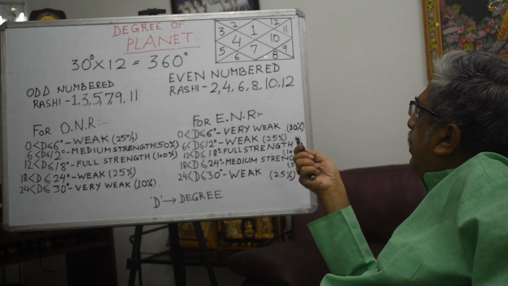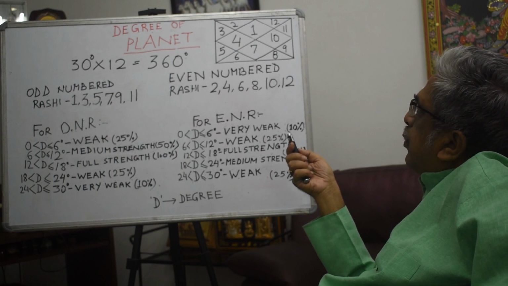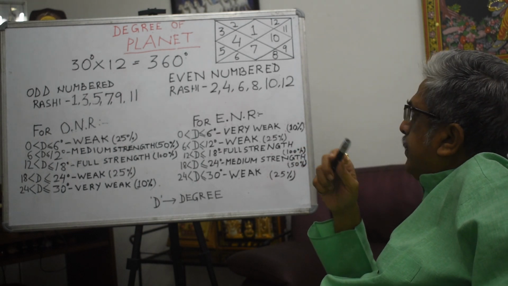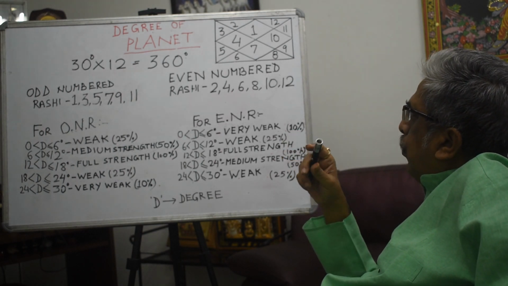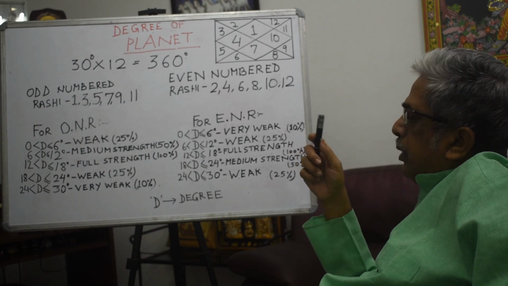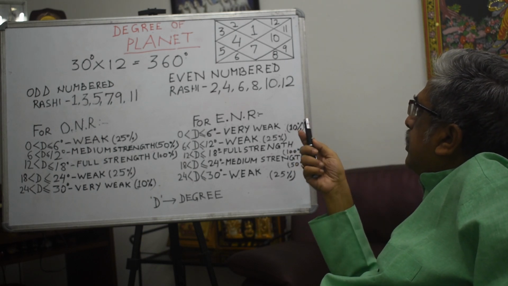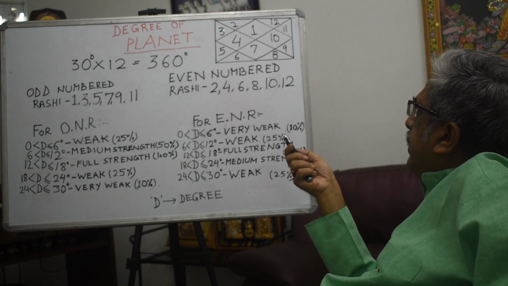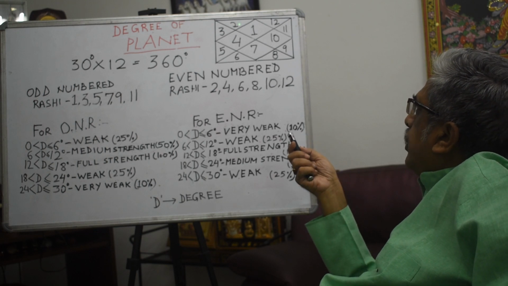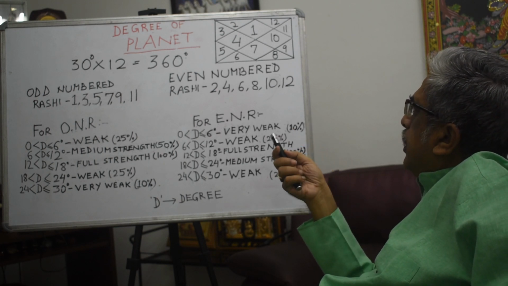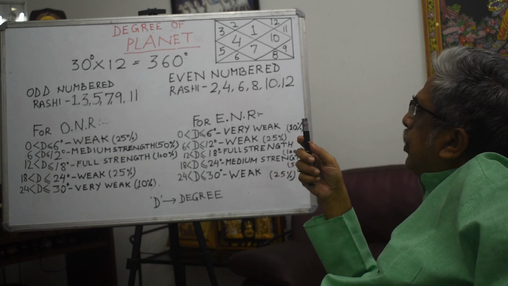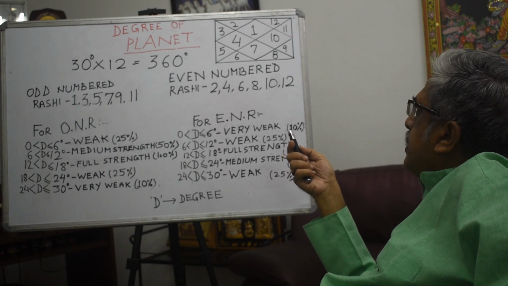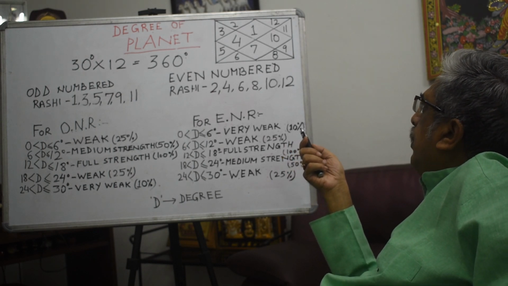Now I have written here some numbers. As I told in the very beginning, each number represents a Rashi. I will repeat here. 1 represents Aries, ruled by Mars. 2 represents Taurus, ruled by Venus. 3 represents Gemini, ruled by Mercury. 4 represents Cancer, ruled by Moon. 5 represents Leo, ruled by Sun. 6 represents Virgo, ruled by Mercury. 7 represents Libra, ruled by Venus.